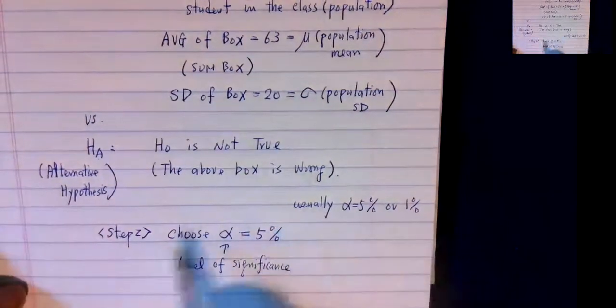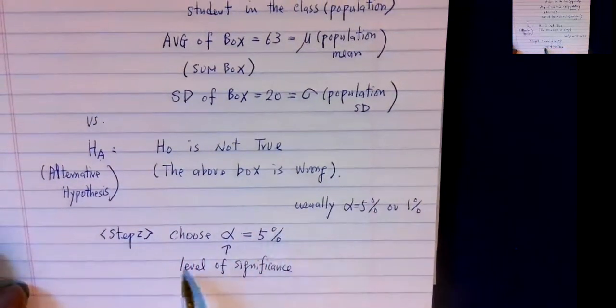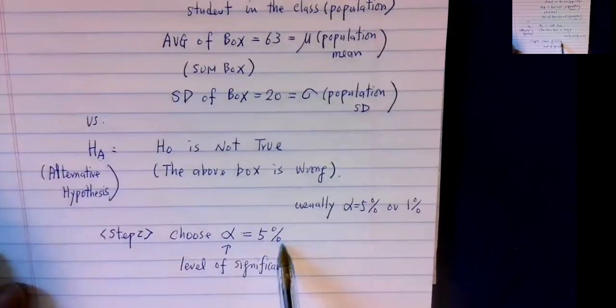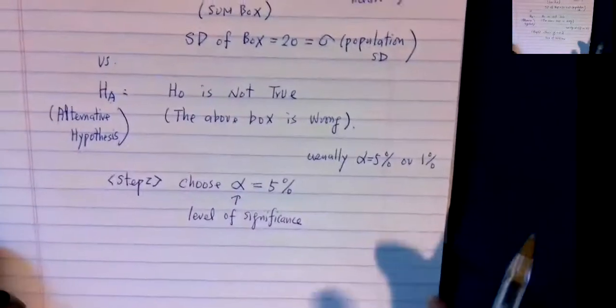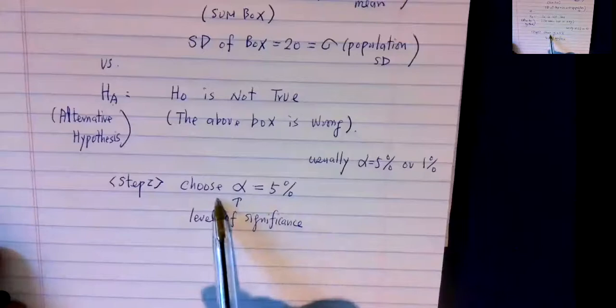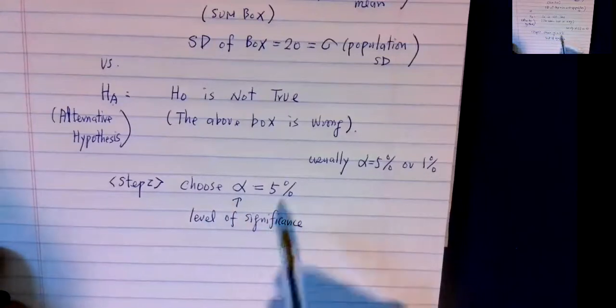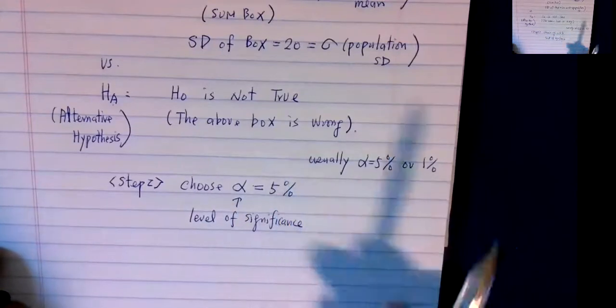Second step, we choose the level of significance. And what is the level of significance? Alpha equal to 5%. By rule of thumb, most people choose 5%. But if sometimes the type 1 error is really serious, some people also choose 1%. But remember, in the final assessment, if I don't say anything about the level of significance, you just choose alpha equal to what? 5%. Okay.